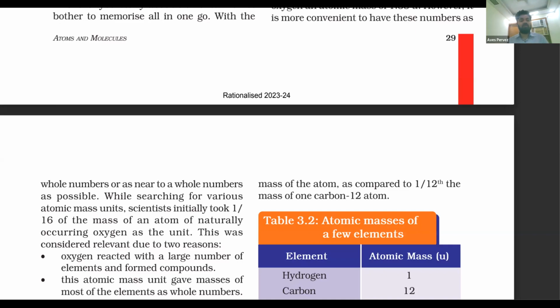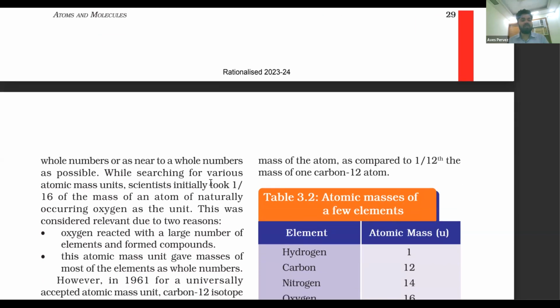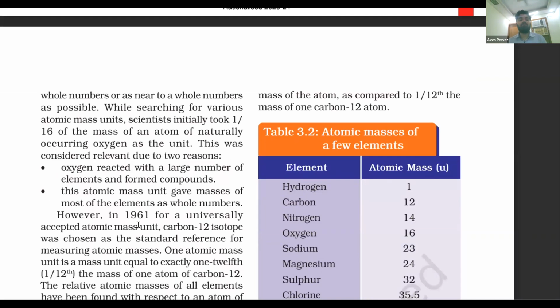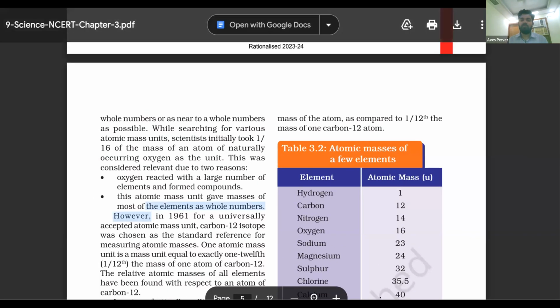While searching among various atomic units, scientists initially took 1/16 the mass of naturally occurring oxygen atoms, and later it was also rejected. Then finally, in 1961, we have two isotopes of carbon, carbon 12 and carbon 14, that we have discussed. There are two types of carbon atom. We have chosen the carbon which has mass 12, carbon 12, as the standard mass for comparing.